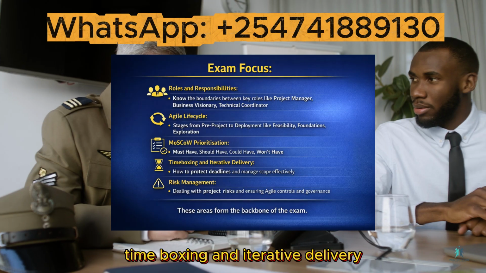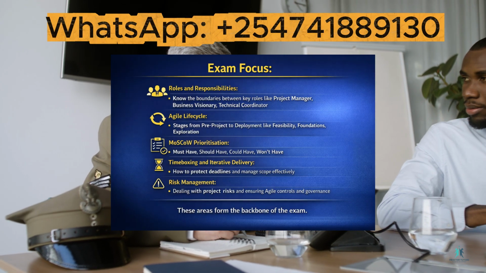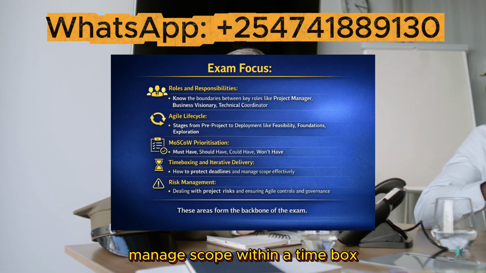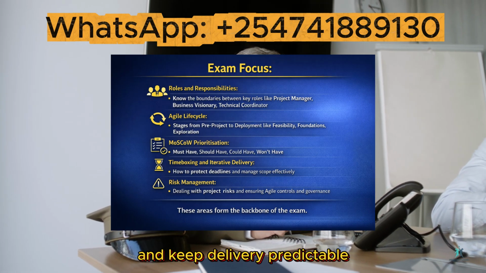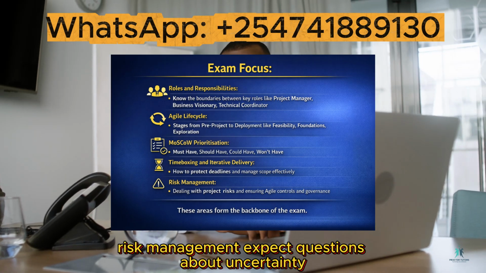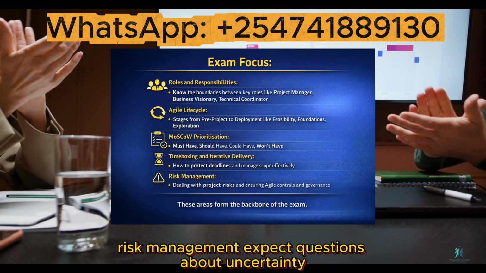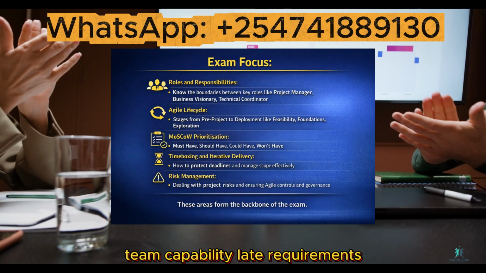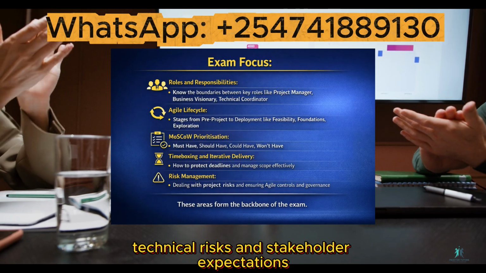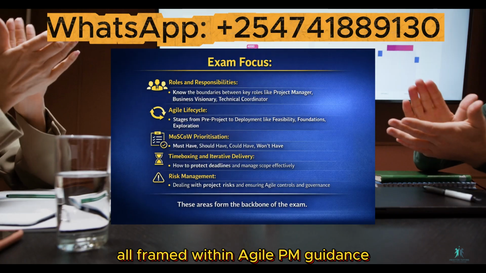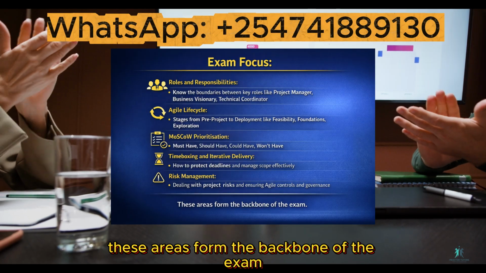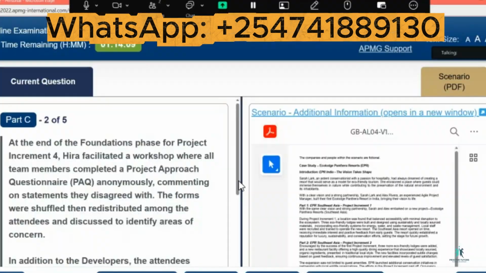Time boxing and iterative delivery. You'll be expected to know how to protect deadlines, manage scope within a time box, and keep delivery predictable without compromising quality. Risk management. Expect questions about uncertainty, team capability, late requirements, technical risks, and stakeholder expectations, all framed within Agile PM guidance. These areas form the backbone of the exam.